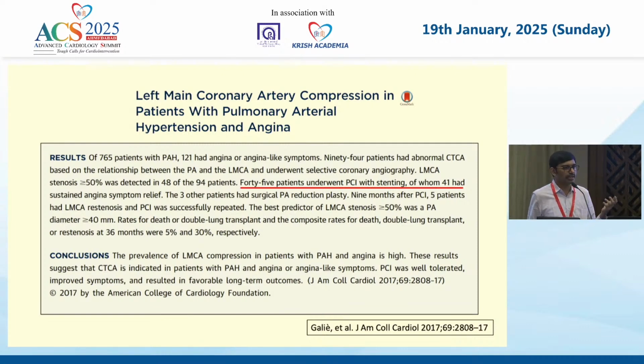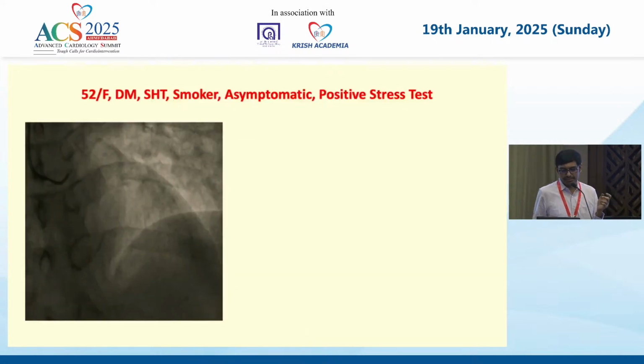So it is not a very uncommon scenario when you deal with patients with Eisenmenger syndrome with grossly dilated pulmonary arteries. The one significant finding is most of the compression occurred when the diameter of your common pulmonary artery is more than 40 millimeters.